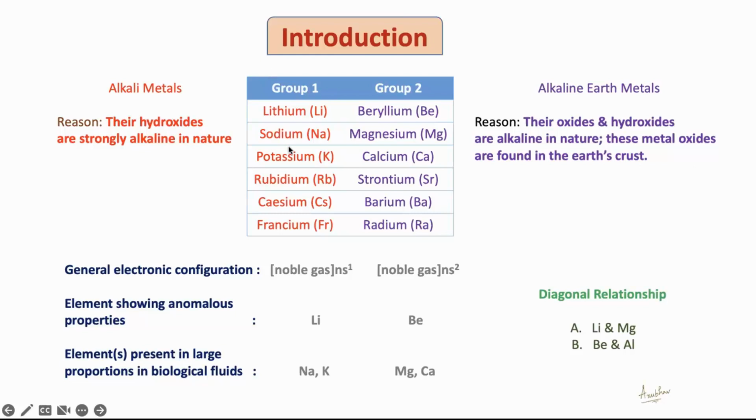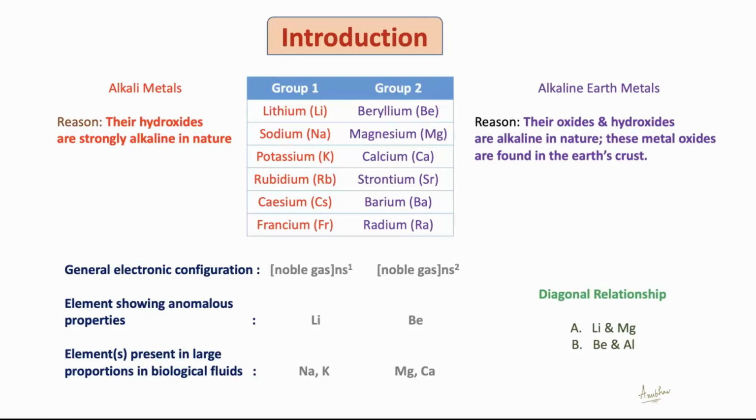The group one elements are popularly known as the alkali metals because their hydroxides are strongly alkaline in nature. You might have encountered these hydroxides in the laboratory, like sodium hydroxide or potassium hydroxide. These are well-known alkalis that are used in laboratories.